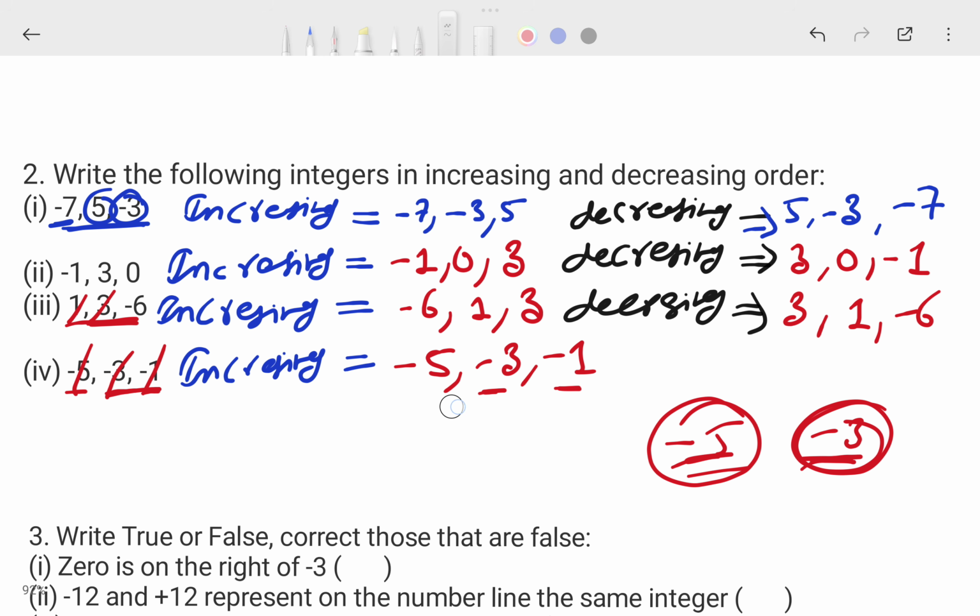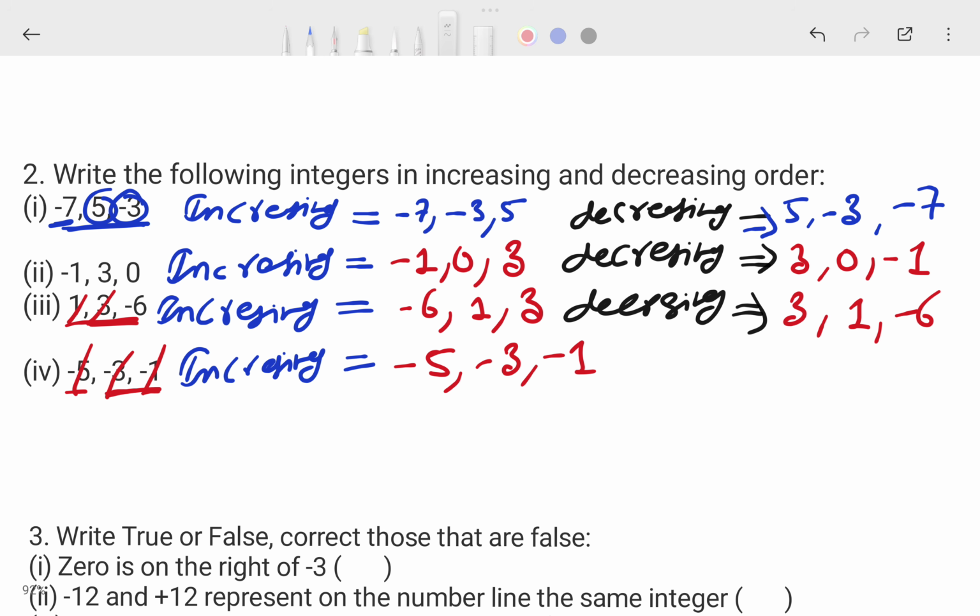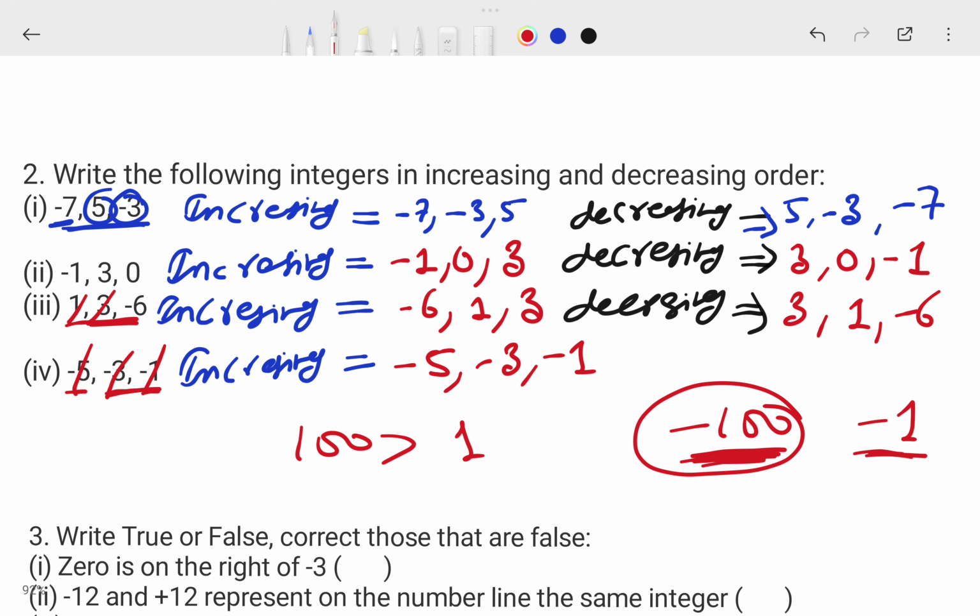Now remember this concept, because a lot of students get confused in this one. Thousands of times I'm telling you, in negative numbers the number which is looking greater is actually the smaller. If you talk about -100 and -1, let's suppose this is 100 and this is 1, which is greater? 100 is greater. So you might say -100 is greater, but you are wrong. Here -100 is not greater, -1 is greater. Why? Because in negative numbers everything is opposite.